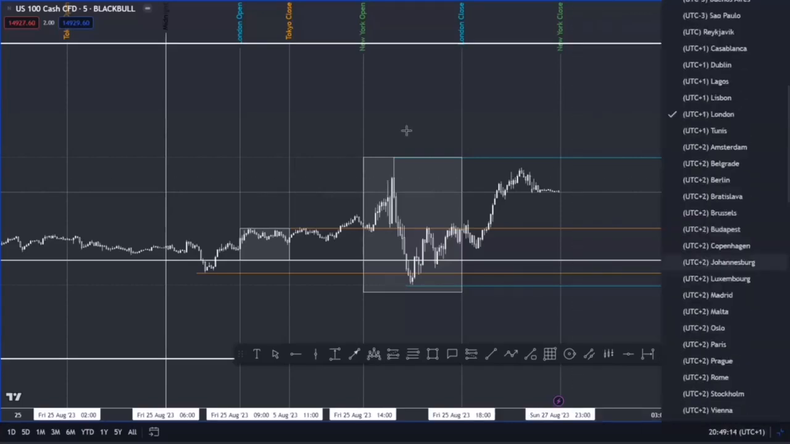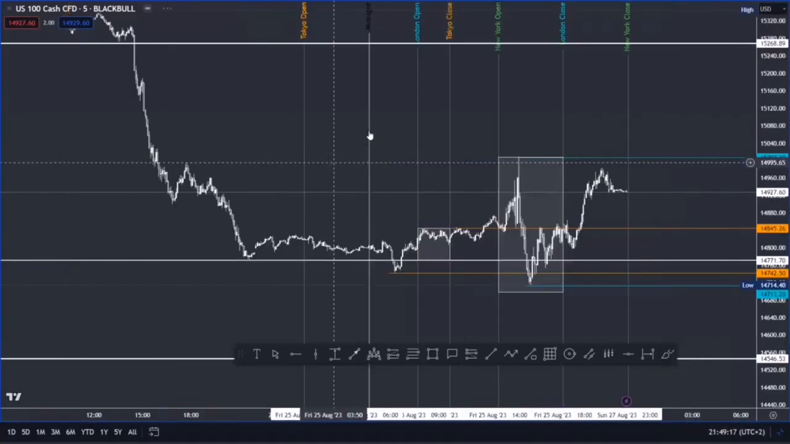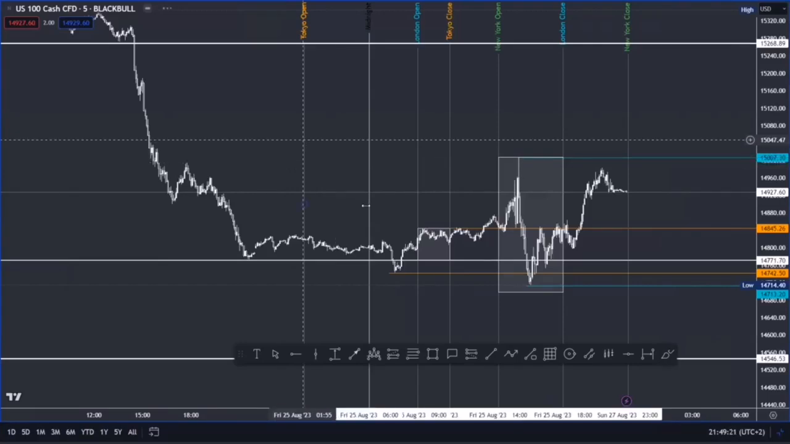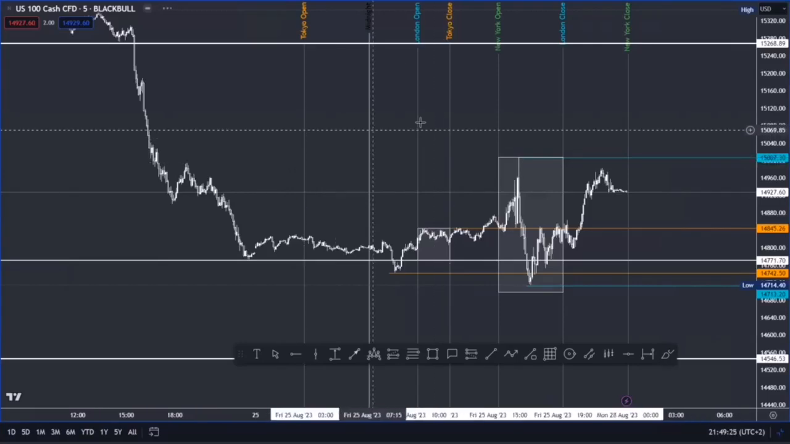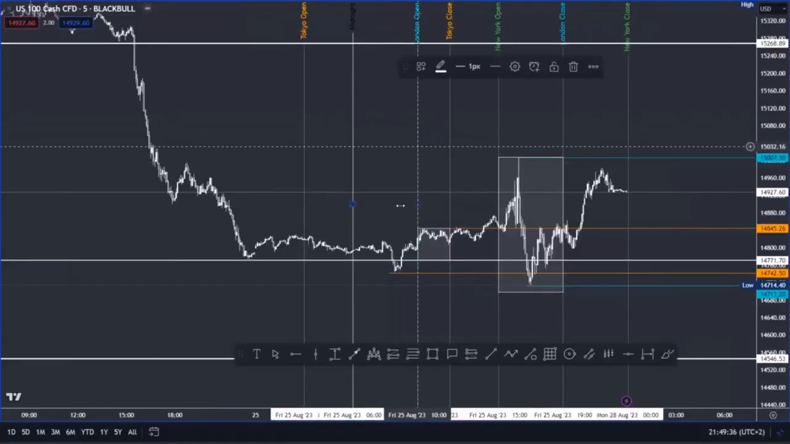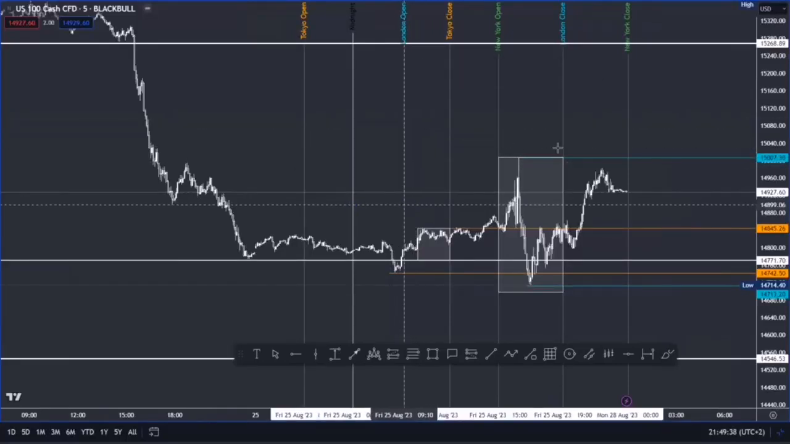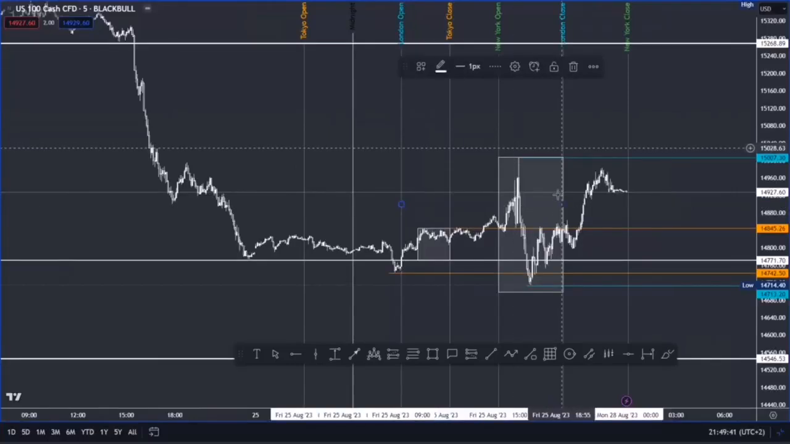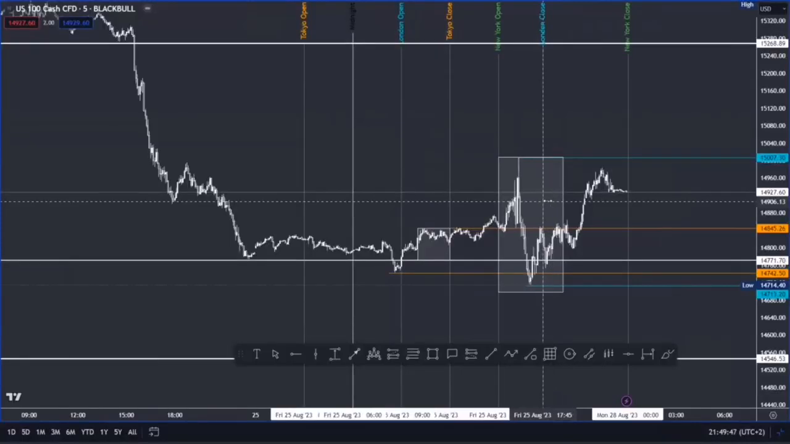So the 2 to 11, yes, midnight to 6. This was supposed to be midnight to 6. London opens at 9, okay, and then it closes at 6. So this is all okay, so it closes at 6.